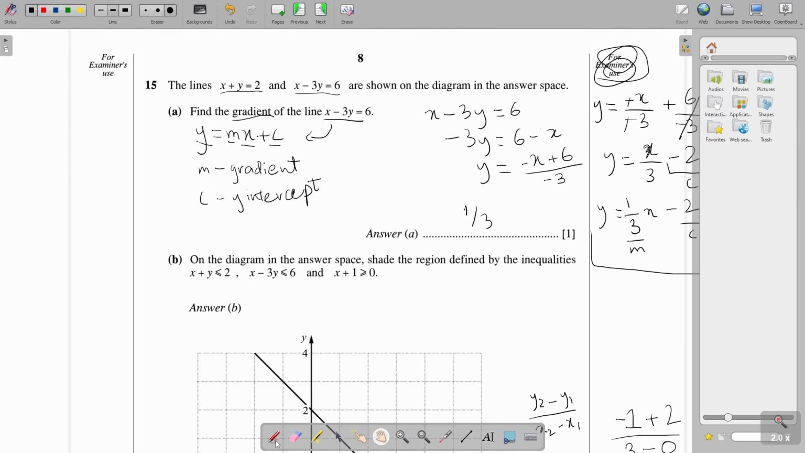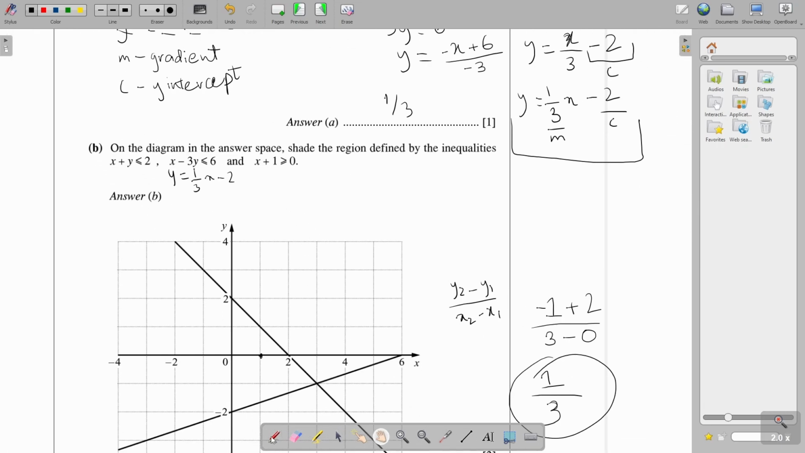So one of these we've already solved. We did this one, right? x minus 3y, so we brought this into this form. This is y is equal to 1 over 3 x minus 2, right? So we know this line, and we know that y would be less than this.